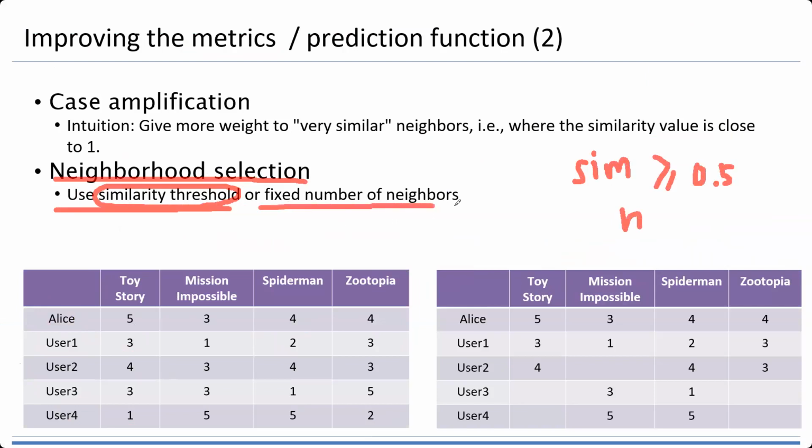Or we can use a fixed number of neighbors. In the MovieLens dataset, some papers mention 20. So if we can find 20 users, let's use those 20 users for the prediction. If the movie is a hit movie, like a box office movie, then you can select 100 similar users. Okay. So that's the way to find the fixed number of neighbors.